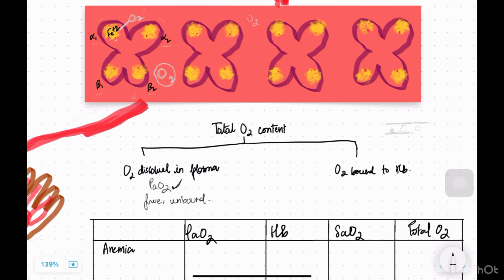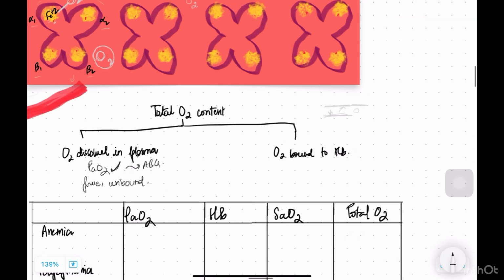This PaO2 is what you measure when you do an ABG, an arterial blood gas analysis. And you know the value that you get when you use a pulse oximeter on patients, and in a healthy patient you get like a 98, 99. That is actually oxygen saturation. This is pressure, right? It's measured in millimeters of mercury.